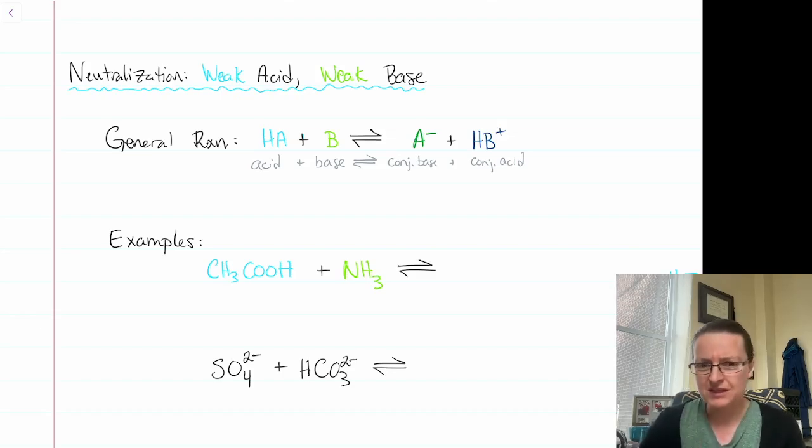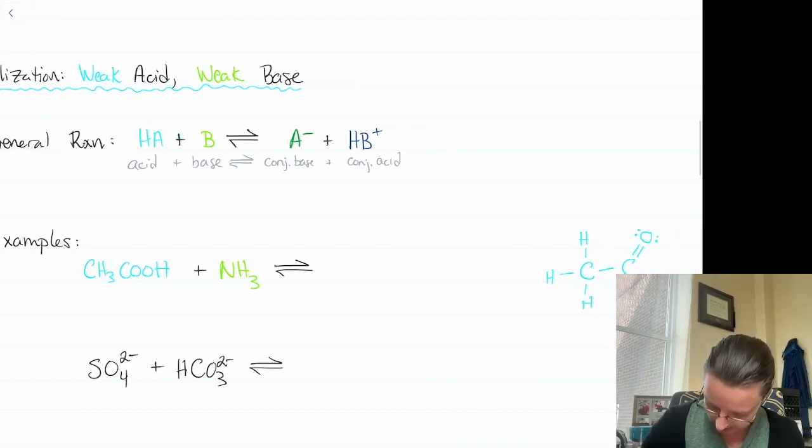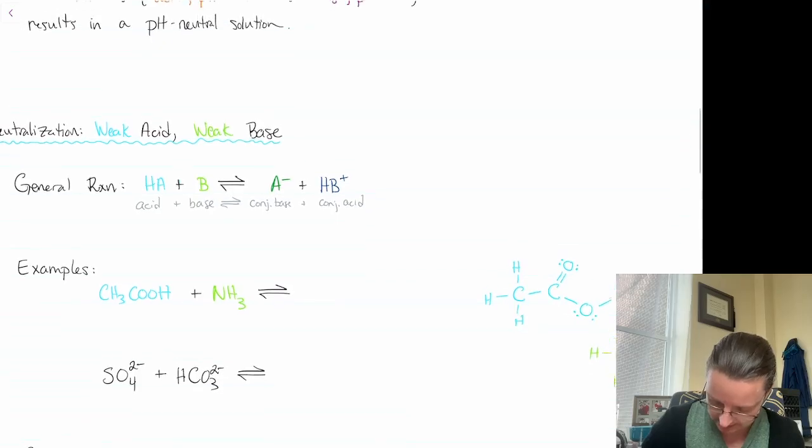And so you typically don't get water as one of your products out of these reactions. Instead, you're going to get whatever the conjugate base is of your original acid, that's shown in green, and you're going to get the conjugate acid of whatever base you started with. We can give a couple examples of this as well. We'll start off with two pretty common acids and bases.